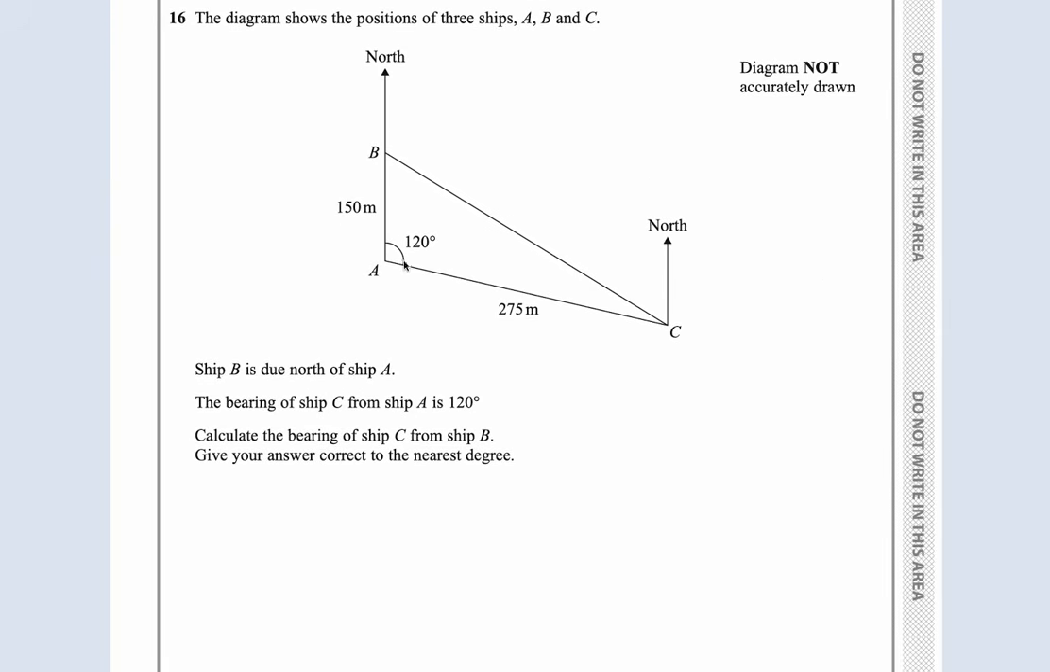Ship B is north of A. The bearing of C from A is 120. Calculate the bearing of ship C from B. Give your answer correct to the nearest degree. Okay, first and foremost, what are we actually trying to find? Well, we are trying to find this angle. It's ship C from B. So we're going to start at B and we're going to turn until we get to C. So we're trying to find this angle. Let's call it X.